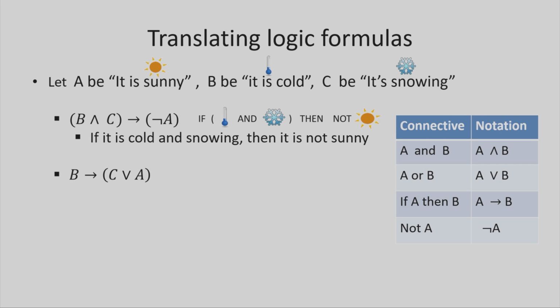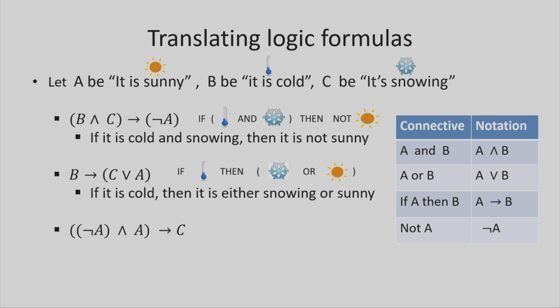Okay, suppose you have something that's written as B implies C or A. Again, B was it's cold, C was it's snowing, and A was it's sunny. And the whole sentence will be, if it's cold, then either it's snowing or sunny.